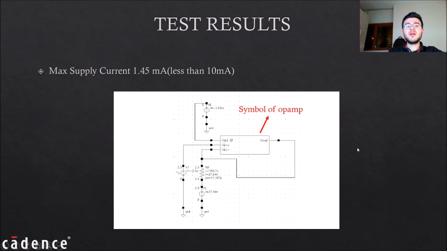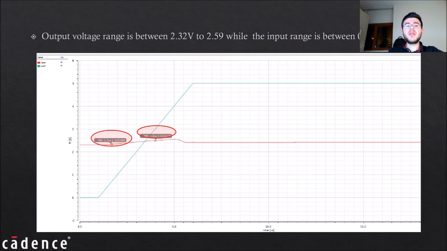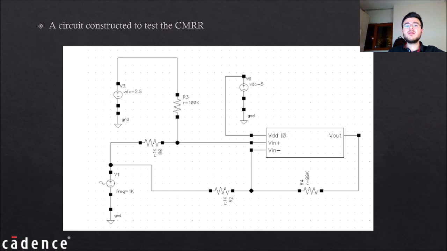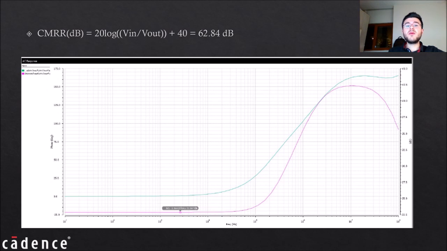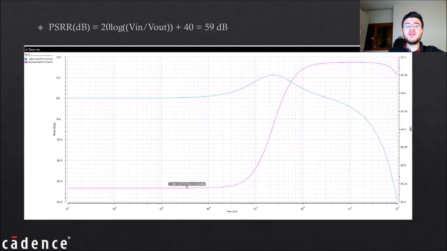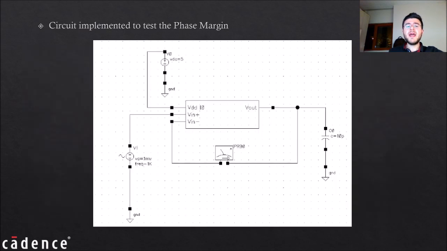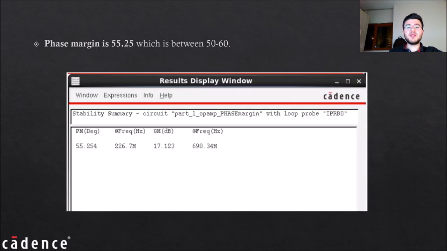Test results: the maximum supply current is 1.45 milliampere, which is less than 10 milliampere, so it satisfies the requirement. Here you can see the output voltage ranges from 2.32 volt to 2.59, while the input range is between 0.7 and 3 volts. A circuit is constructed to test the common mode rejection ratio, which is 62.84 dB, and the power supply rejection ratio is 59 dB. Another circuit is implemented to test the phase margin, and the phase margin here is 55.2 degrees, which is between 50 and 60 degrees.